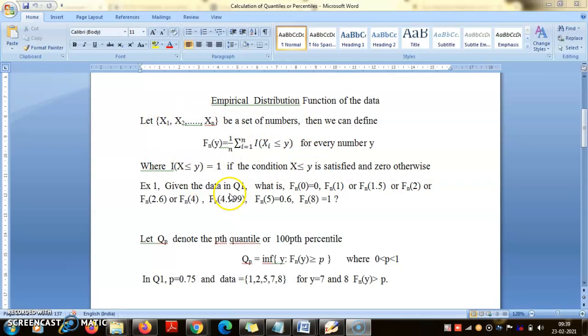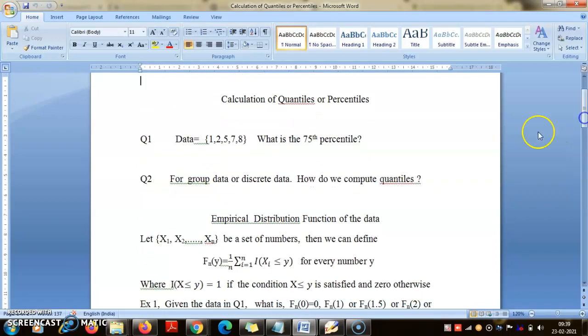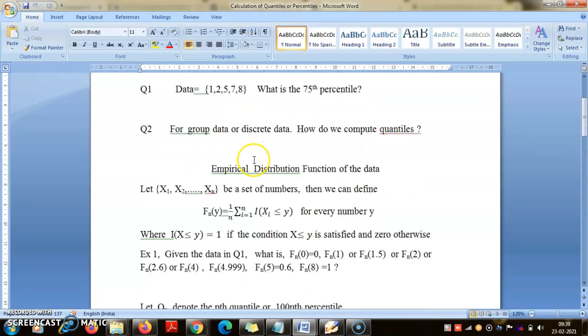Let me illustrate with the help of some examples. Suppose my data set is very simple. I have got 3 plus 2, 5 numbers, so n is 5. Now with this data, I am asking what is F_n(0). All the numbers here are positive, so no number is less than or equal to 0. Therefore the proportion of numbers less than or equal to 0 will naturally be 0, right? Now if I ask what is F_n(1), only one observation, 1 itself, is equal to 1, and all others exceed it, so it is 1 over 5.